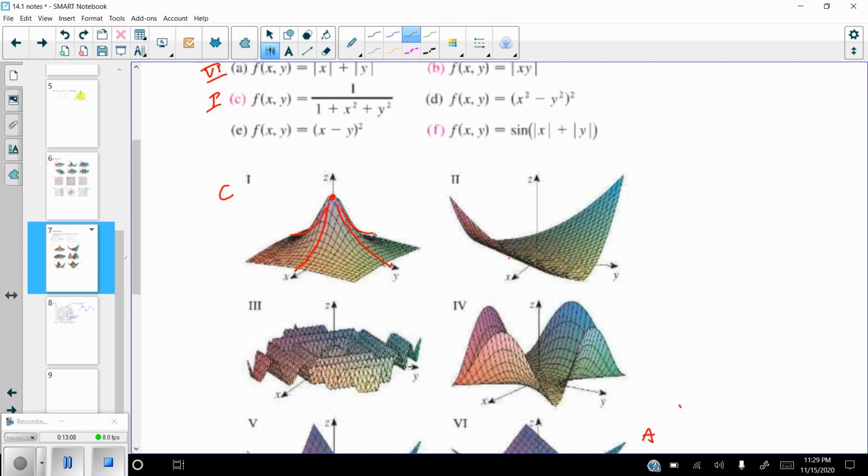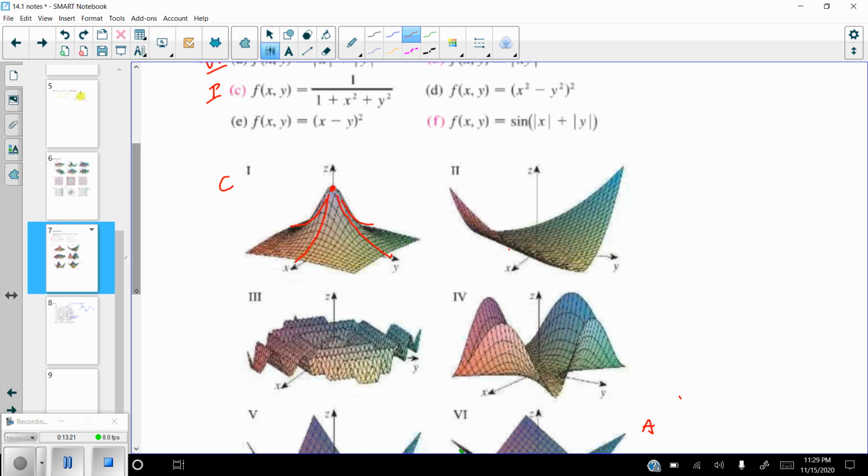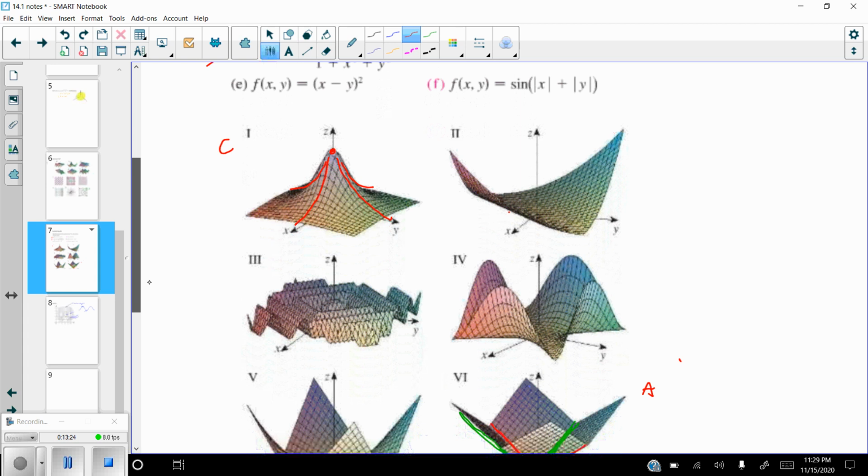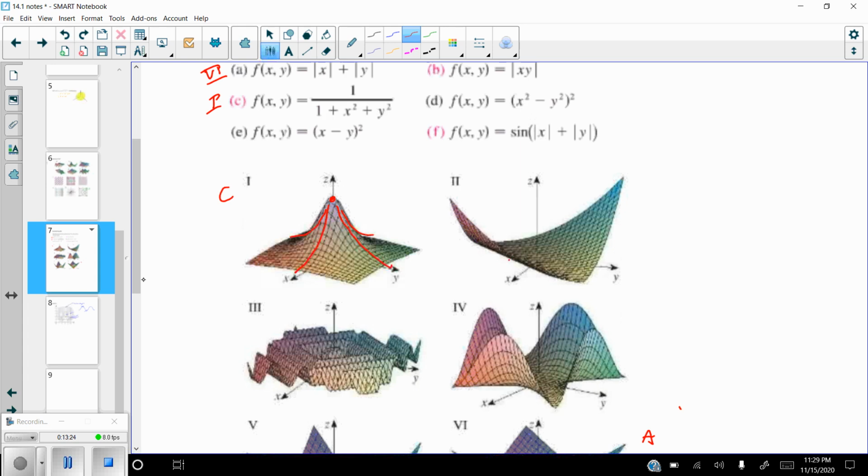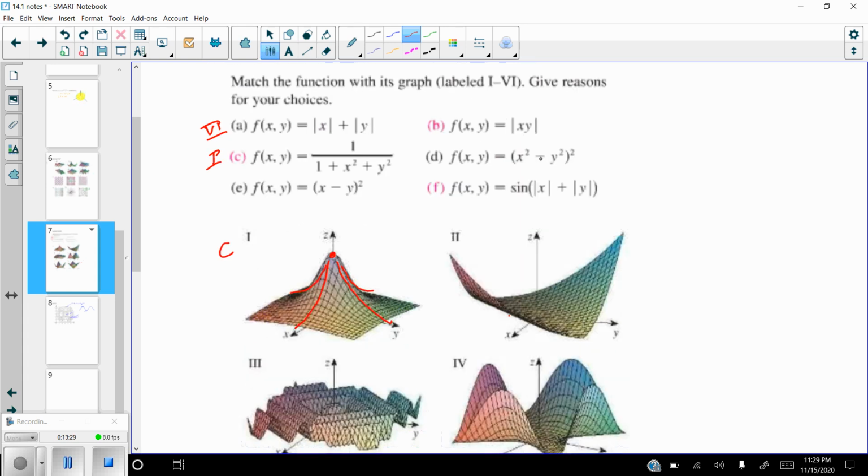D is x squared minus y squared, all squared. So once again, everything is going to be positive. In this case, I'm looking at these and thinking it's either going to be 2 or 4. The reason is that along the line x equals y, the value is going to be 0. If x equals y for letter D, you're going to get 0, so it should be a 0 on the xy plane. What if negative x were to equal negative y? Well, you'd get the same thing.